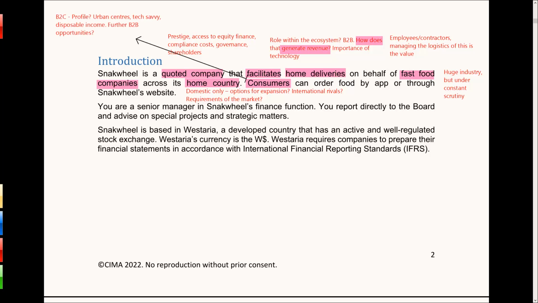So obviously the end consumers, this would be the B2C side of the business. These are the end consumers who the company is selling to. And so what would their profile be? Well, we need to have a bit of an understanding of them.